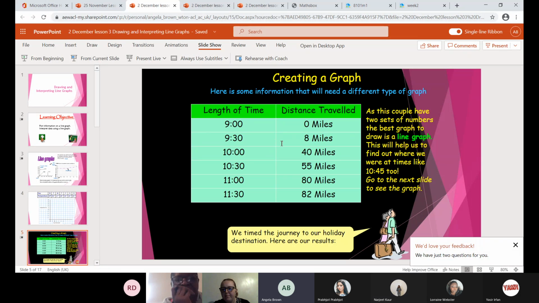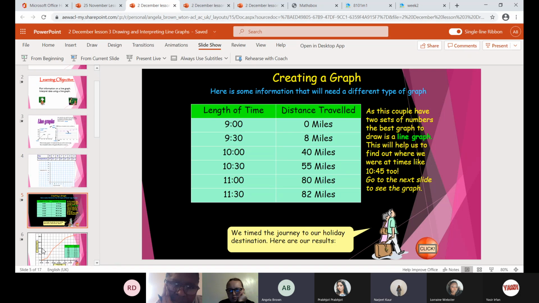So this is what you should have seen. Here is some information that needs a different type of graph. So you have the length of time, distance travelled, and you can draw a line graph from this to help tell you where you were at times like at 10:45.